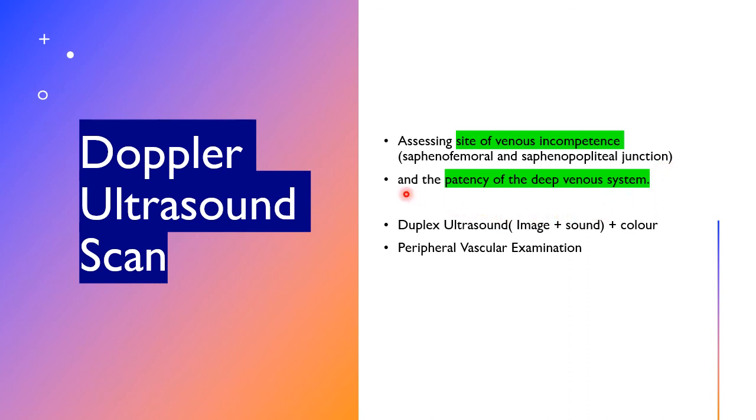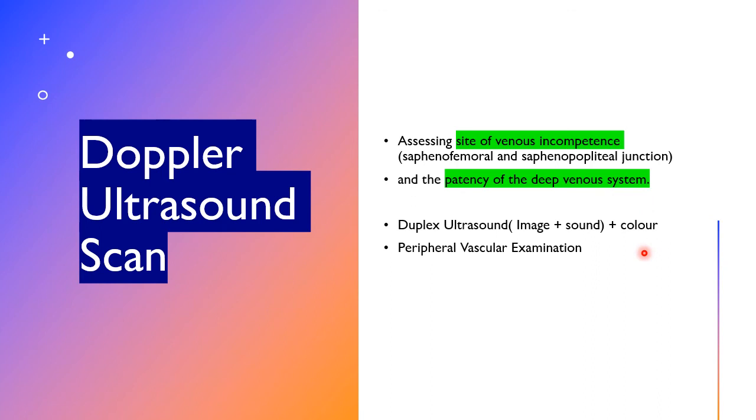It also is used to assess the patency of the deep venous system. The deep venous system can be blocked either due to DVT or its function can be affected by incompetent valves and also the presence of perforators. So the Doppler ultrasound can help to assess these situations by assessing the deep venous patency.